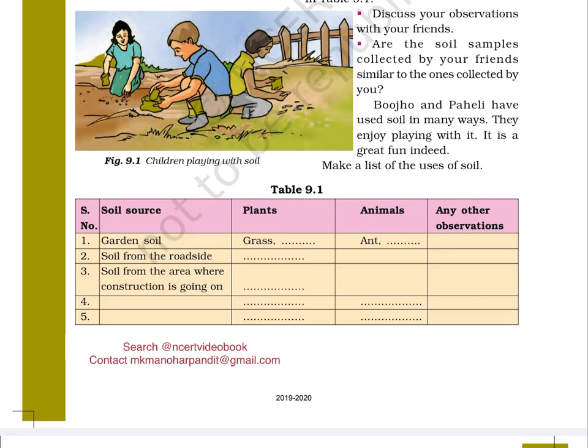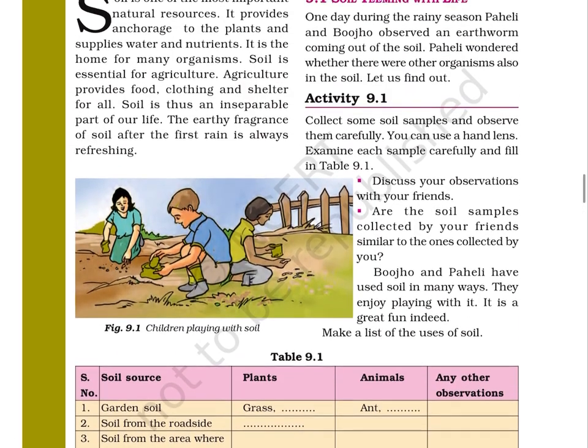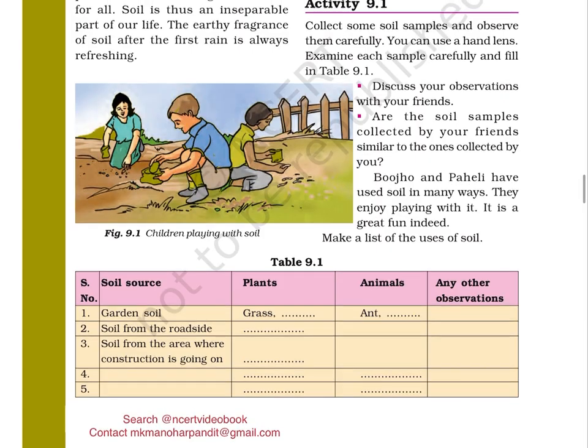1. The soil source is garden soil. In the plant section, we have grass, blank. In the animal section, we have ant, blank. 2. Soil from the roadside. You have to fill in the other columns. 3. Soil from the area where construction is going on. You have to fill in the other columns. You also have to fill in the rows 4 and 5.